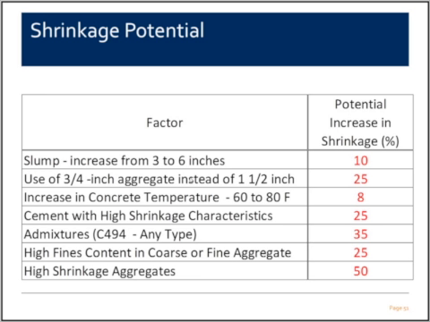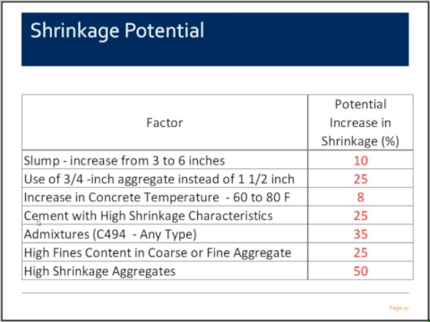Here's a table that shows the potential influence of various factors on the shrinkage potential of concrete. If we increase the slump from 3 to 6 inches, we can see a potential increase of 10%. And as I was talking about before, changing our maximum size aggregate will benefit. If we go from 3/4 inch maximum size aggregate instead of using 1.5 inch maximum size aggregate, we can see a potential increase of 25%.